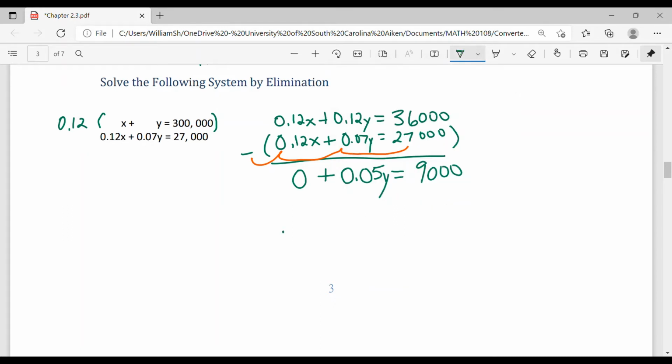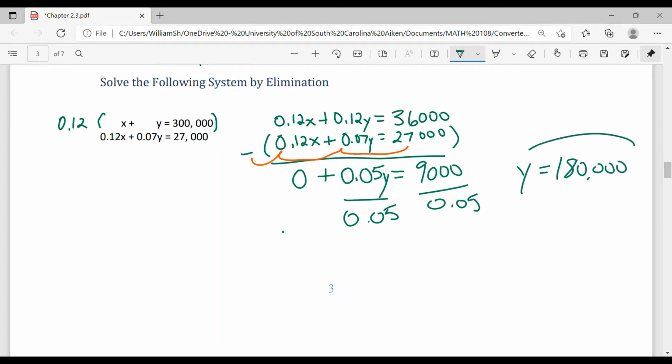So now if I want to get y by itself, all I have to do is divide by 0.05 on both sides, so that y equals 9,000 divided by 0.05, which is 180,000. So I've solved for my y here. Yes, that was a terrible circle. Let's try that again.